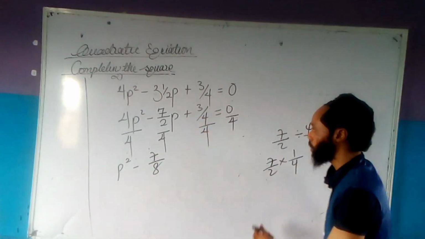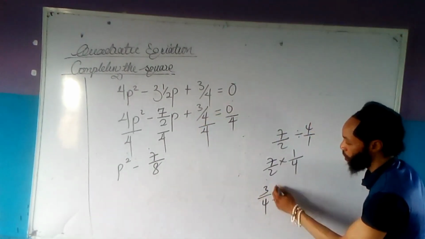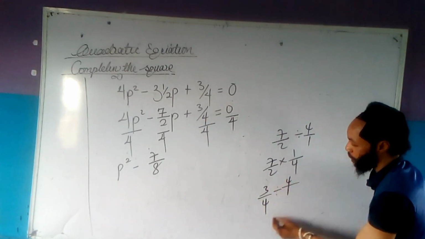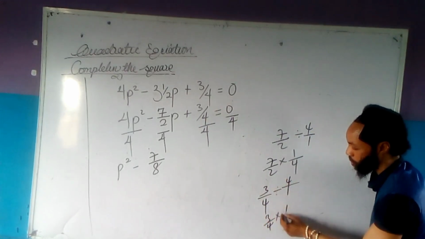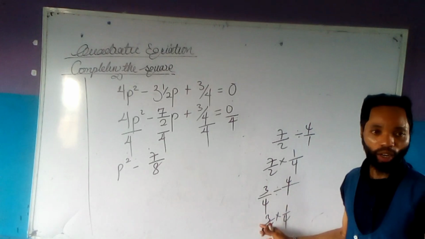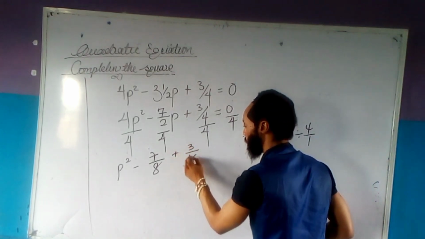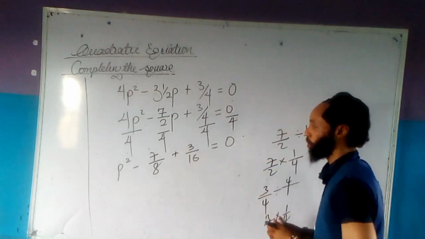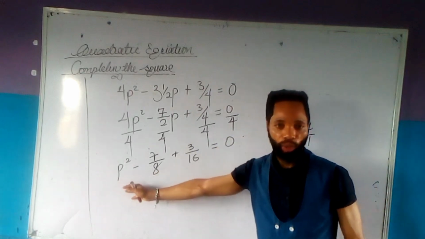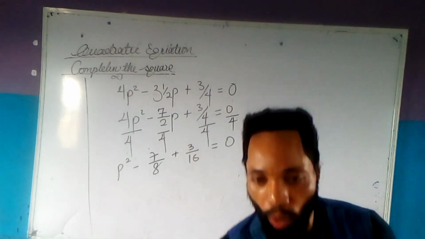Are you with me? Yes. Now come to this place. 3 over 4 divided by 4 over 1. That's 3 over 4 times what? 1 over 4. So we have 3 over 16. Now the positive 3 over 16 equals 0. So this is the question we want to work with.